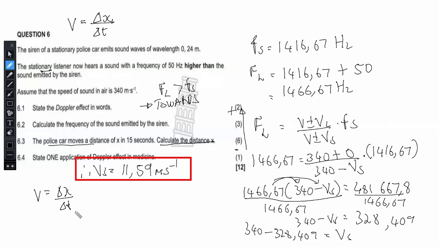And then our delta t, we are given that it is 15 seconds. So it covers a distance x in 15 seconds. Then our velocity is 11.59. We are looking for delta x, but then our delta t is 15. So if we cross multiply these ones, our delta x will be equals to what? So this is 11.59 multiplied by 15, which is going to give us 173.85 meters. And there we go.